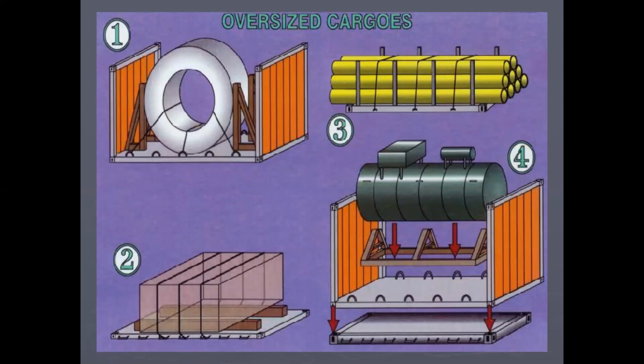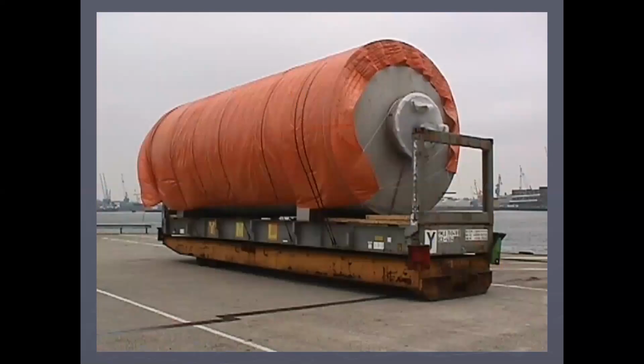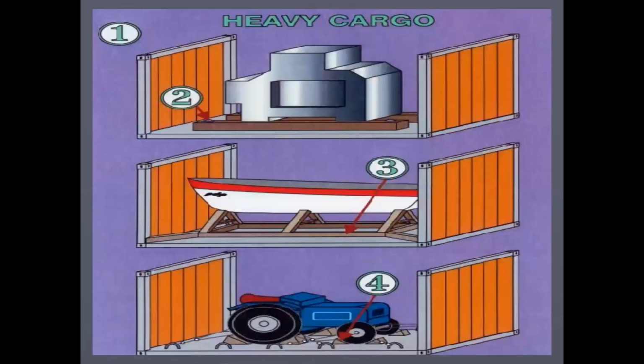Oversized and heavy lifts. Oversized cargoes are often loaded into the container from above. If only one item is loaded into the container, position the cargo as close as possible to the geometric center of gravity of the container.